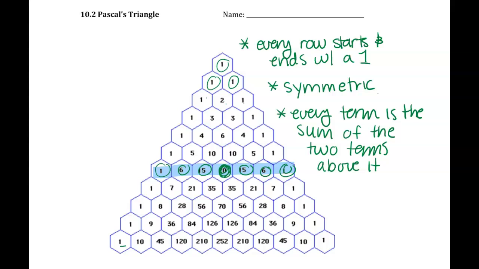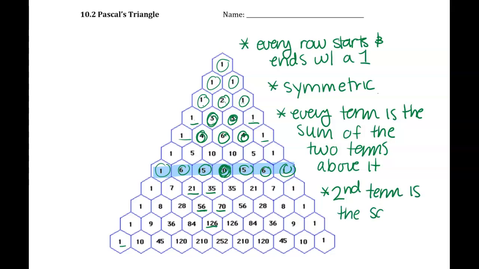But starting with row 3, if you go below it, 1 plus 2 is 3, 2 plus 1 is 3, and then you fill in ones. 3 plus 3 is 6, 3 plus 1 is 4, 3 plus 1 is 4, fill in ones, okay? And that'll work anywhere. If you go down here, 21 plus 35 is 56, 56 plus 70 is 126, that works everywhere.